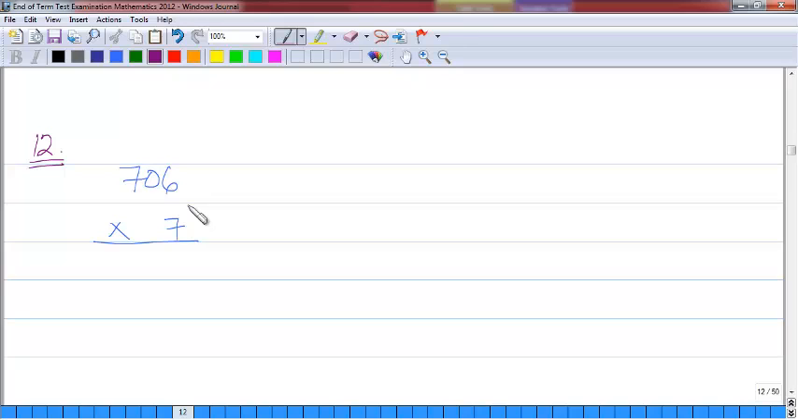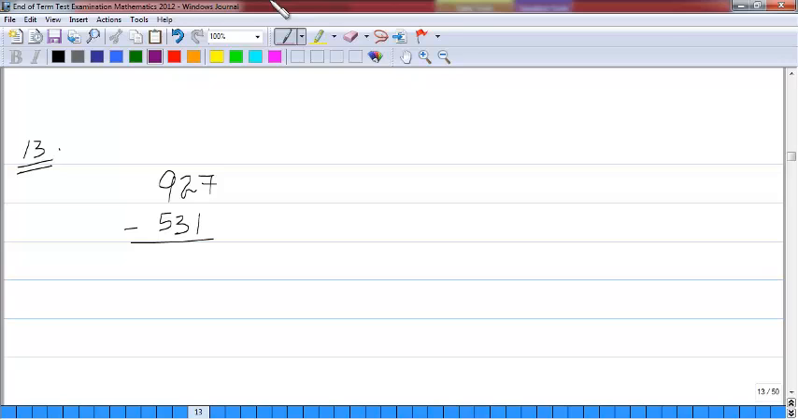Number 12. Number 12 says multiply 706 by 7. So I set it out, and now I will use the 7 to multiply 6. So 7 sixes would be 42. Put down my 2, carry 4. 7 times 0 is 0. Bring down the 4 that I have there. And 7 sevens will be 49. So my answer will be 4,942. So for number 12, my answer is B.